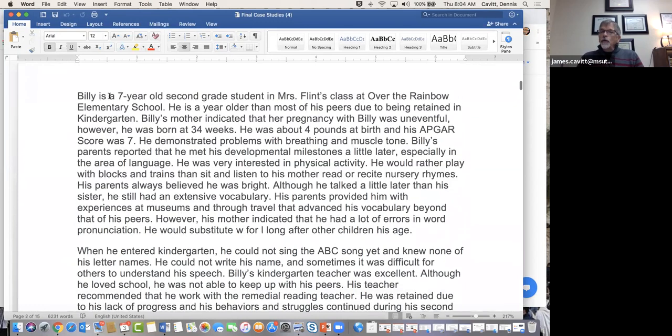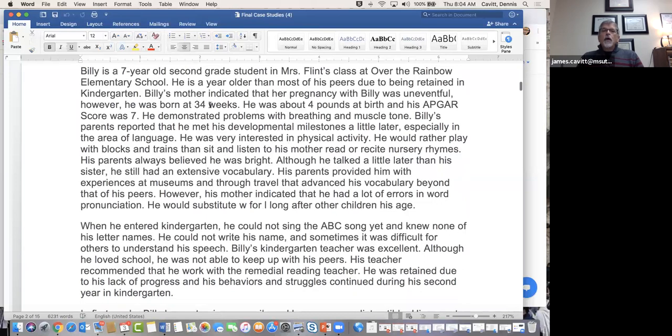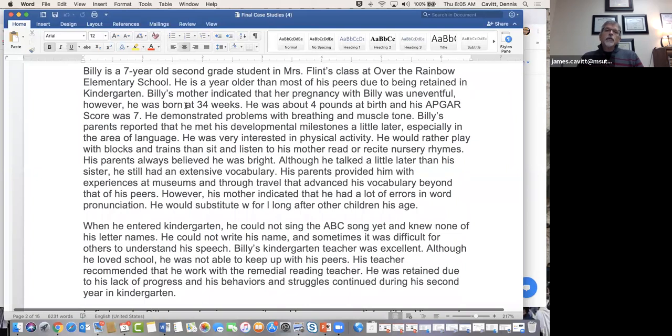So let's look at case 1. Billy is a 7-year-old second grade student in Mrs. Flint's class at Over the Rainbow Elementary School. He is a year older than most of his peers due to being retained in kindergarten. Billy's mother indicated that her pregnancy with Billy was uneventful. However, he was born at 34 weeks. He was about 4 pounds, so that's pretty early. Not super early, but early. He was about 4 pounds at birth, and his APGAR score was a 7.